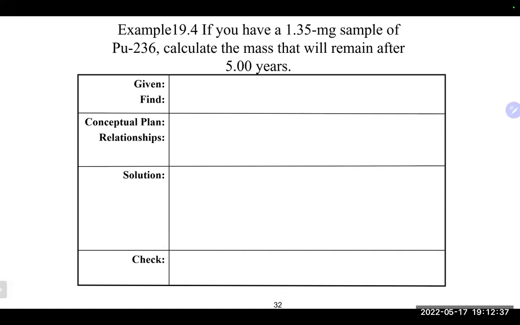If you have a 1.35 milligram sample of plutonium-236, calculate the mass that will remain after 5 years. Radioactive decay, once again, follows first order kinetics, which means these are the equations we want to look at. Natural log of 2 divided by k.